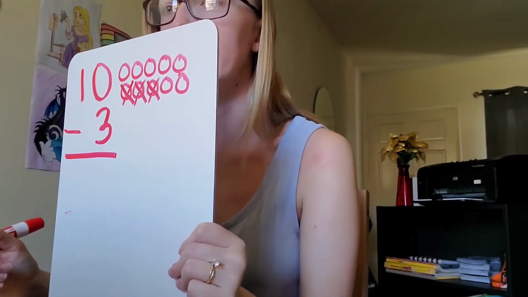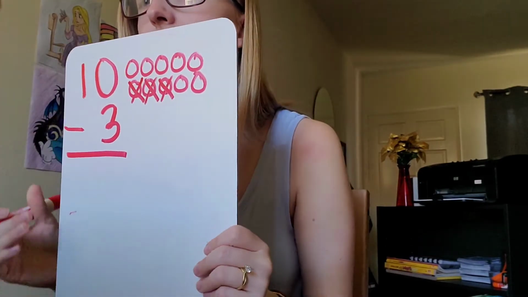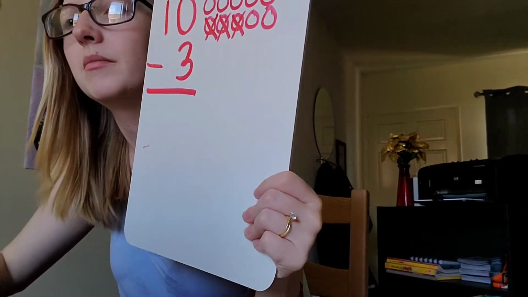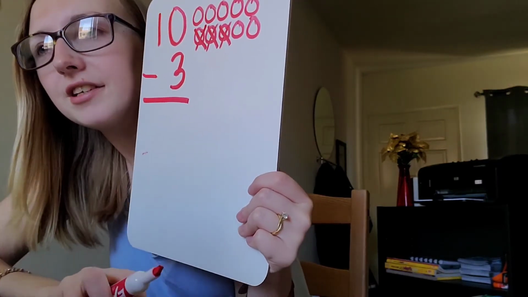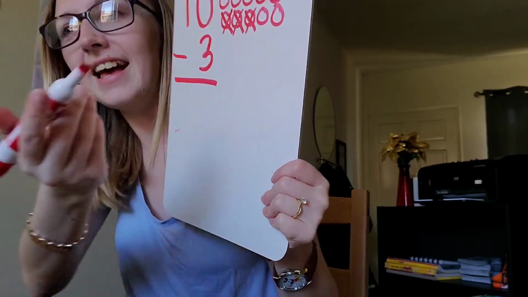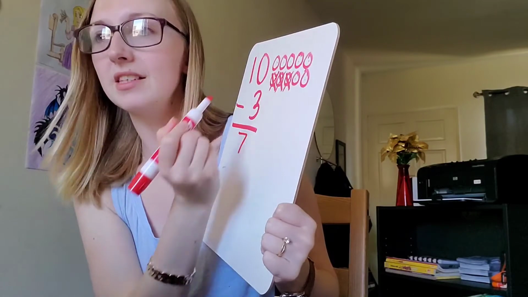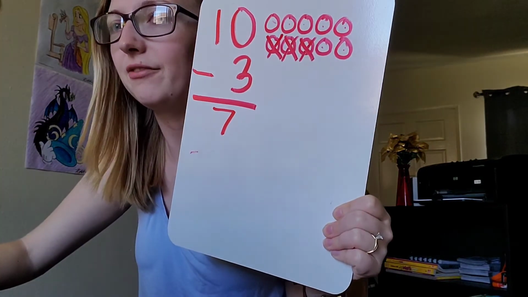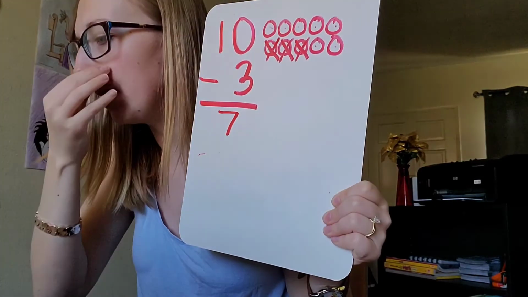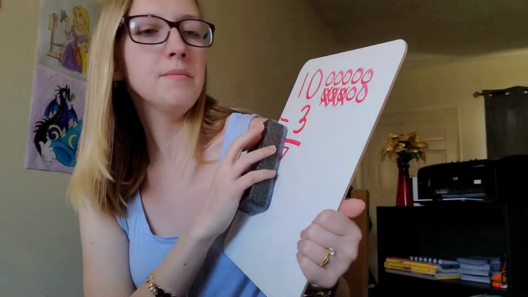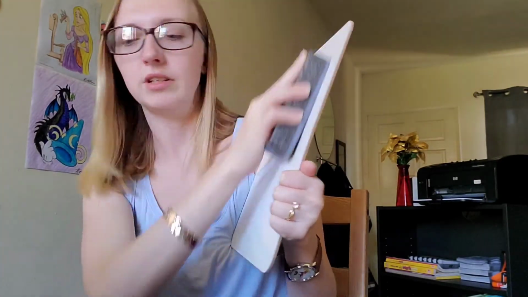I had 10. I took away 3 of them. How many are left? Write your answer at the bottom. Uliana, how many are left? 7. Let's see. 1, 2, 3, 4, 5, 6, 7. There are 7 left. Okay. All right, we're going to do one more takeaway problem. One more subtraction. So 10 minus 3 equals 7.